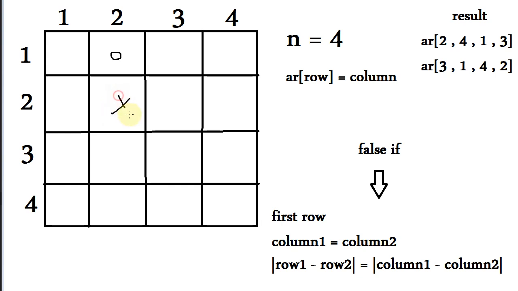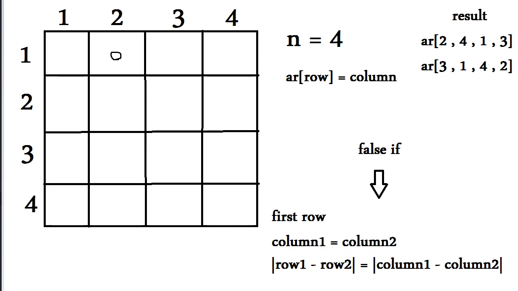The same goes for this. The columns are equal. Our candidate column is 1, and the index of the previously placed queen, its column is 2. They are equal, and we cannot place our queen here. So these conditions, if any of them is met, we cannot put our queen in that place.